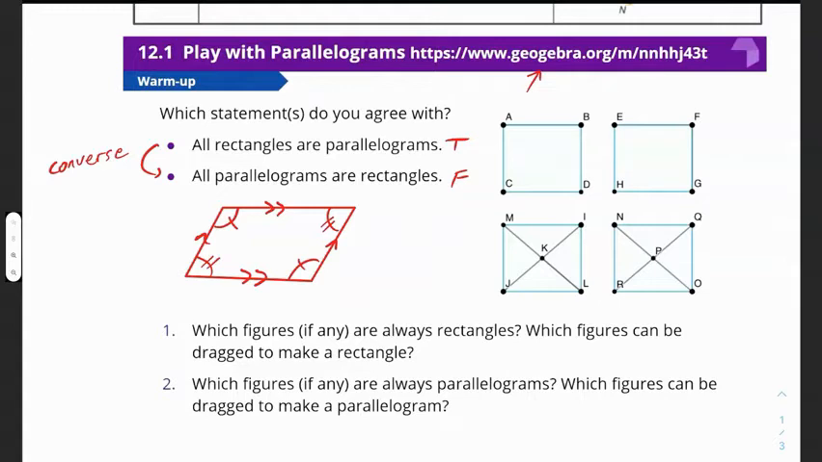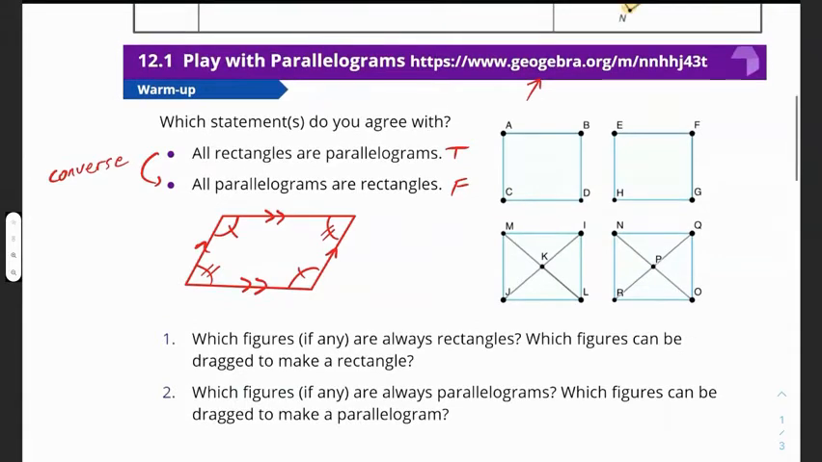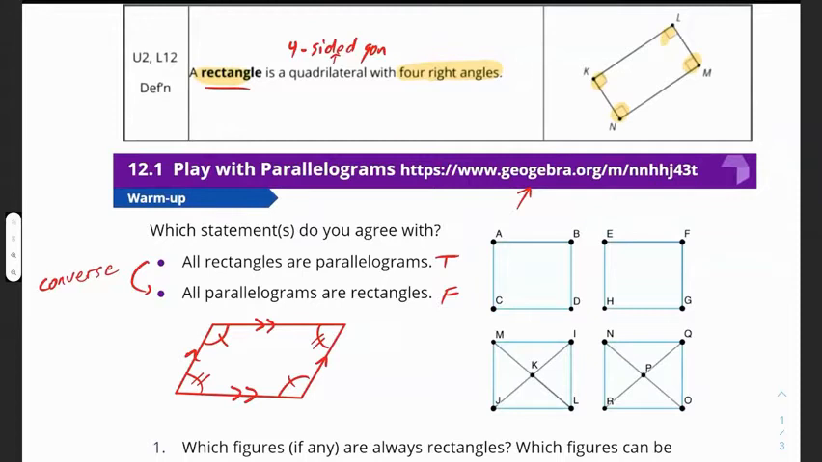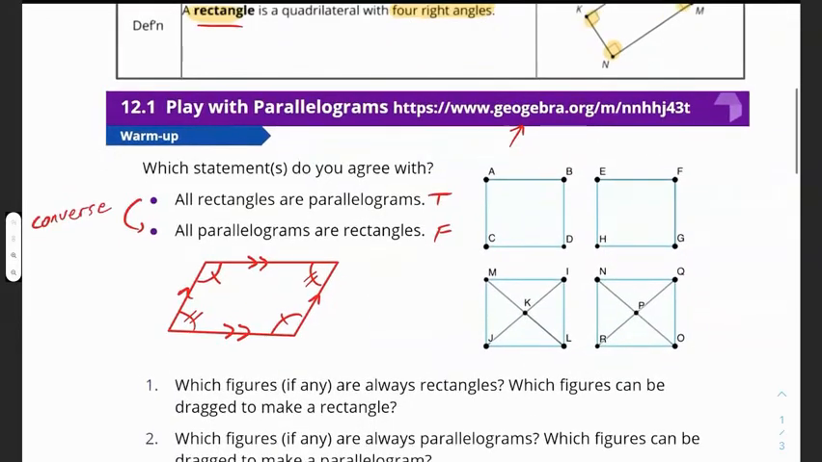So what about squares? Is a square technically a rectangle? What's the definition? A rectangle is a quadrilateral with four right angles. That's interesting. So which figures, if any, are always rectangles? Rectangles themselves. Are squares included in that? Which figures can be dragged to make a rectangle? I'm not sure what they're asking there. What do you guys think? Like maybe changing the angles? Maybe a rhombus? What do you guys think?